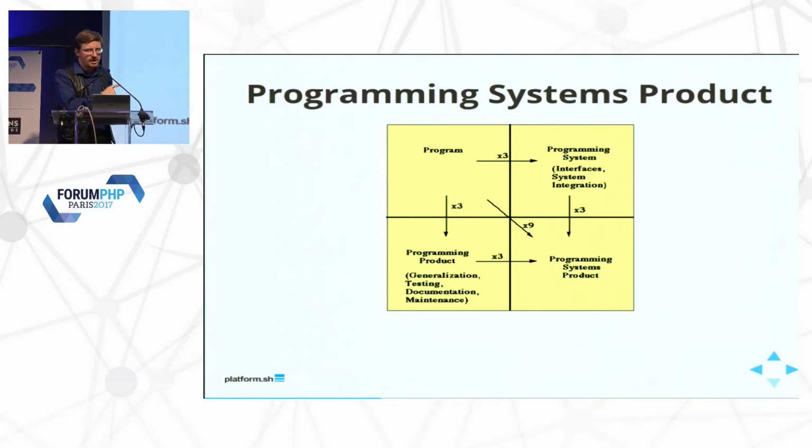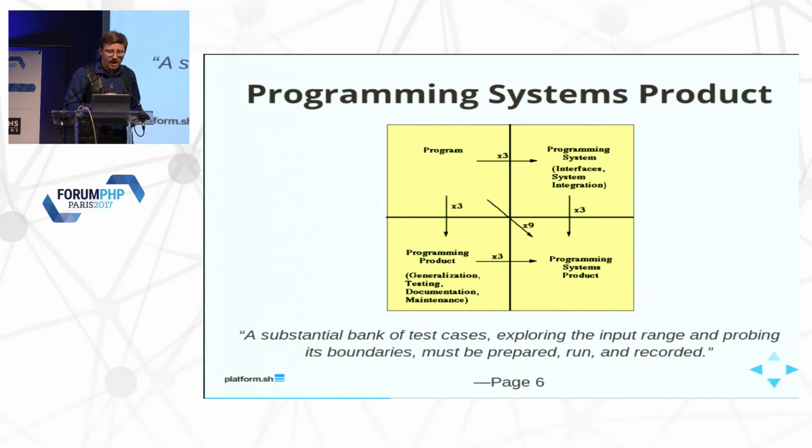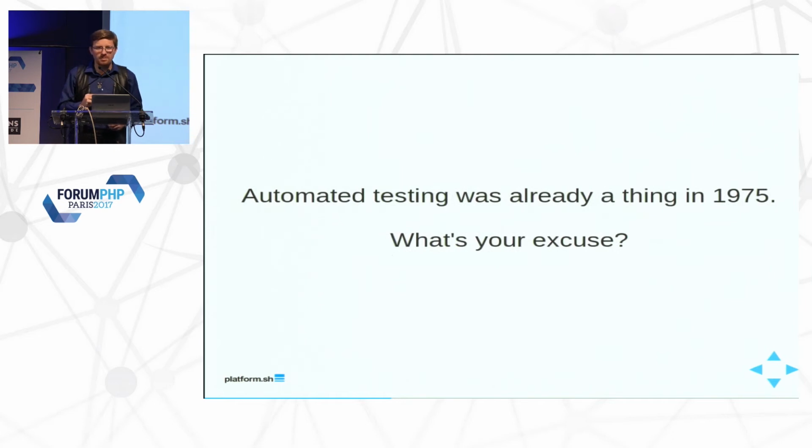Now, we're talking about testing as something you need to add in that makes things take longer. He observes a substantial bank of test cases exploring the input range and probing its boundaries must be prepared, run, and recorded. Writing in 1975, meaning automated testing was already something people were talking about in the mid-70s. You have no excuse to not be doing testing at all. Automated testing is an old, old concept. And there's nothing new about it.